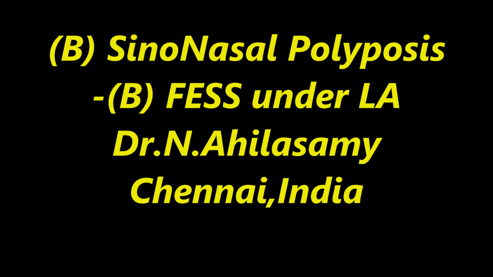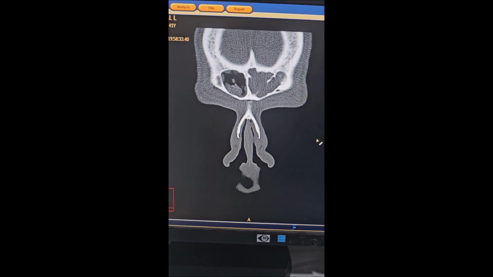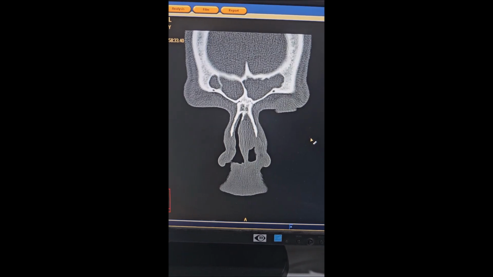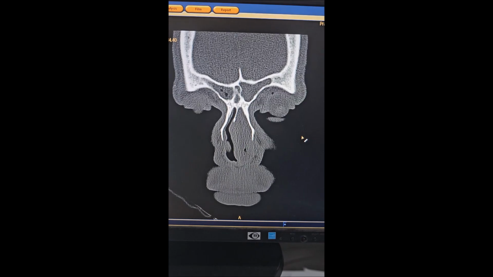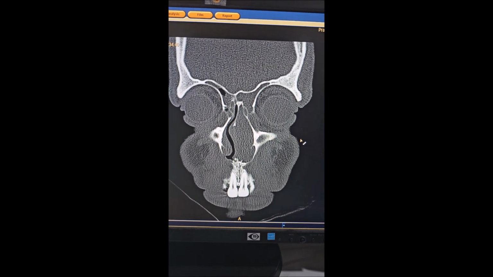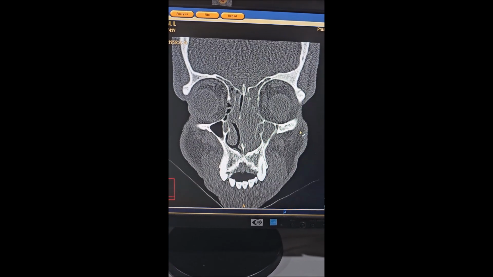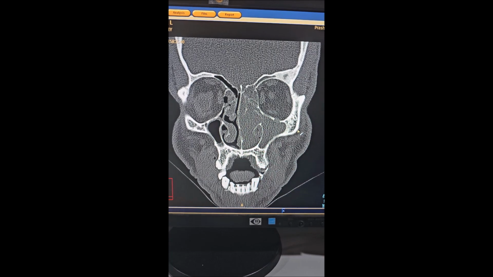I am going to show a case of bilateral sinonasal polyposis, or CRS with NP, under local anesthesia. He is a 41-year-old male. He visited me 2 years back. It's a CTA coronal scan you can watch. I advised surgery 2 years back. He came, didn't return, and came back after 2 years.